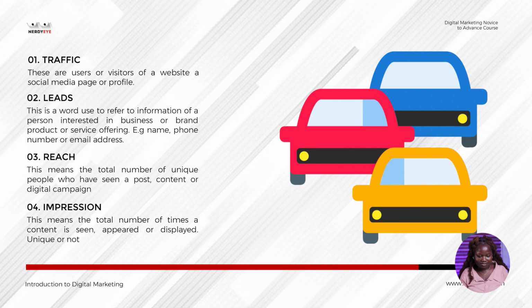The fourth one is impression. Impression is the total number of times a content is seen or appears or is displayed, whether it is unique or not. Now, impression is different from reach. Now, if you come across a video of a particular product campaign on social media twice, now that is one reach and two impression.